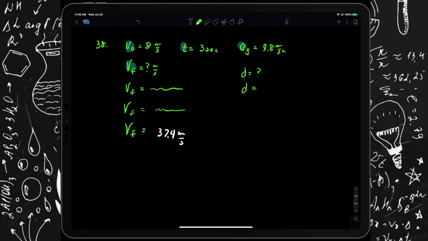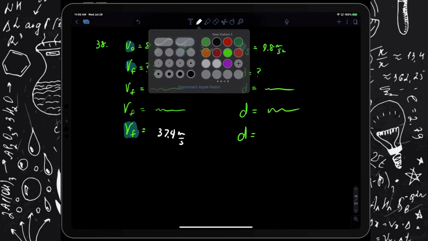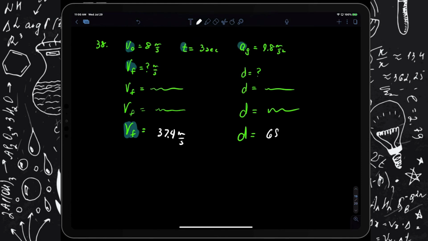So you'll have to find your equation based on the variables given to you, and you will have one extra one, right? You'll have final velocity too. You'll substitute in the numbers, and then your final answer here should be 68.1 meters. You have to be able to show how you came up with that.